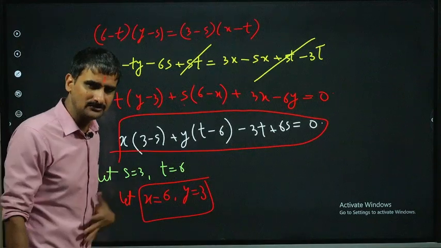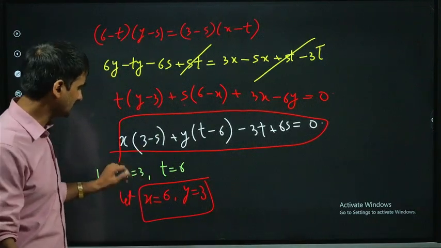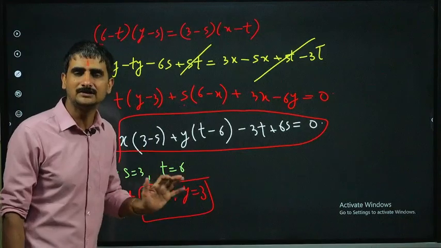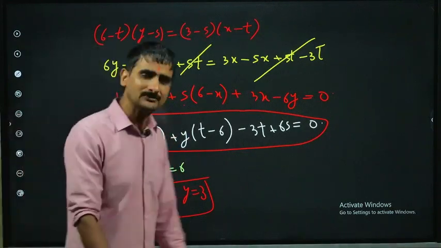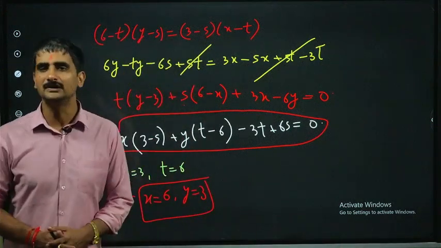So according to me, if there is nothing wrong in the calculation, alpha and beta are 6 and 3, and so the sum should be 9. So that's the question of coordinate geometry here.